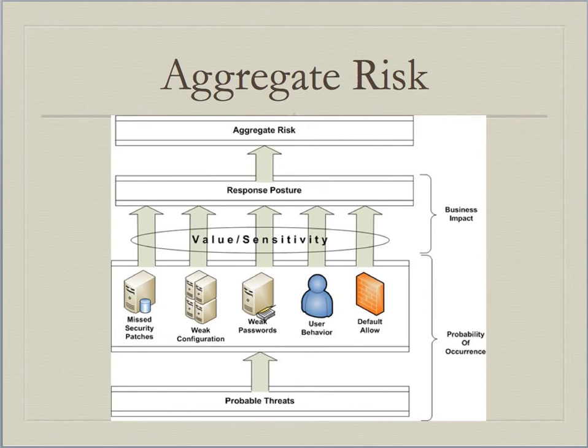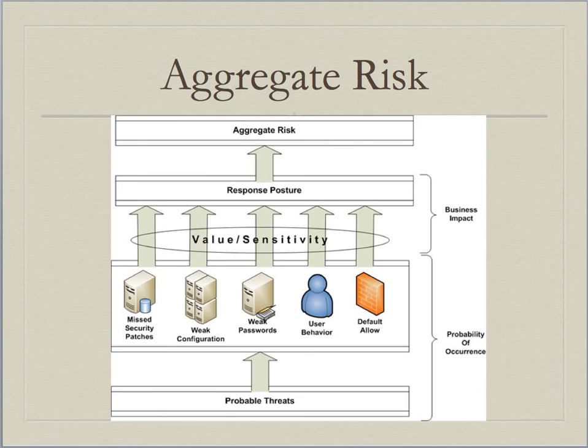So, probability of occurrence is a combination of your probable threats and your control set. Business impact, then, is your sensitivity or value of the data, whether or not it can be accessed by unauthorized personnel, and your response posture. Even if an attacker gets through, and they will eventually, no matter how much you work at your controls, because you can't lock everything down 100%, incident response is absolutely necessary. The effectiveness of your response directly impacts business impact. So when you put all of this together, you have aggregate risk.